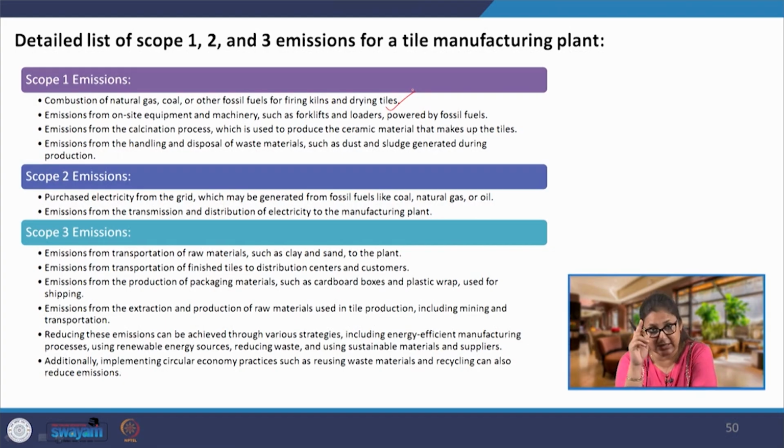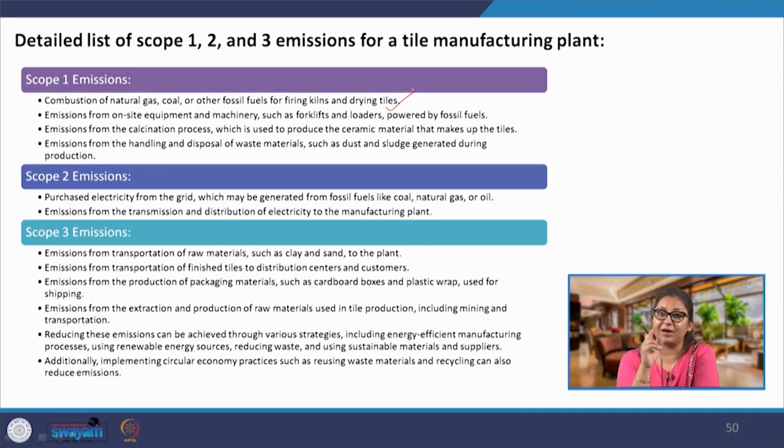However, if we look at the classification of GHG emissions, then dust will not directly be counted as a GHG emission. However, they have identified that as part of the scope for them to reduce, and there could be methods to suppress that. Now, if we look at scope 2 emissions, then again simply we are talking about purchased electricity from the grid, which may be generated using either fossil fuels or renewable sources of energy, it could be any.